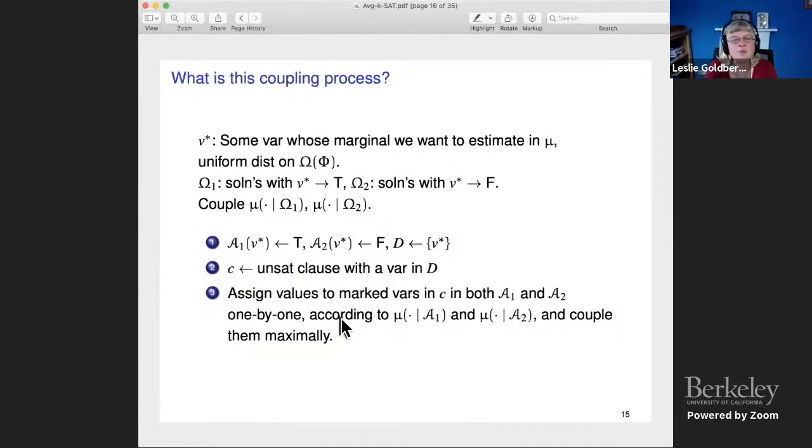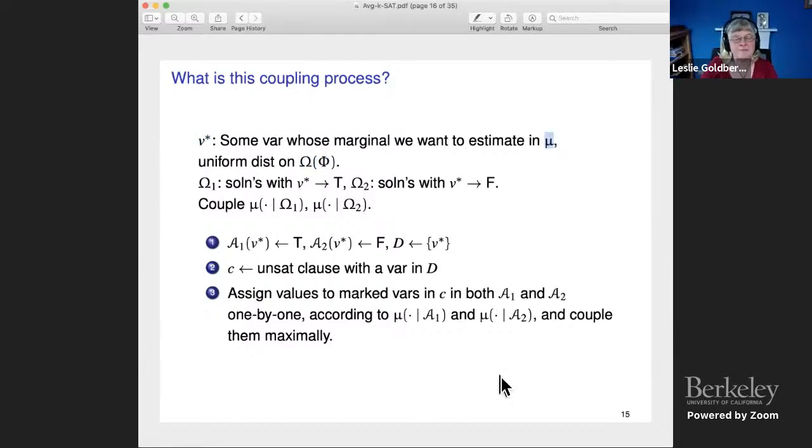But before I tell you more about that, I want to tell you a little more about Moiter's method, because especially in a short talk, it's probably best that you just take that away, because it's quite cute. I told you that he estimates the marginals using a linear program. The linear program is set up to model a certain coupling process. So I'm going to tell you what the coupling process is, and then I'll give you a little idea of what this linear program actually is. Let's say we have some variable v star, which is just some variable whose marginal we want to estimate in the uniform distribution, which I called mu.